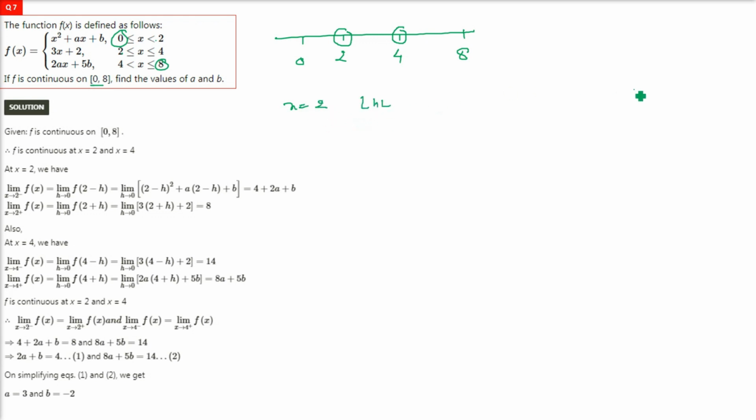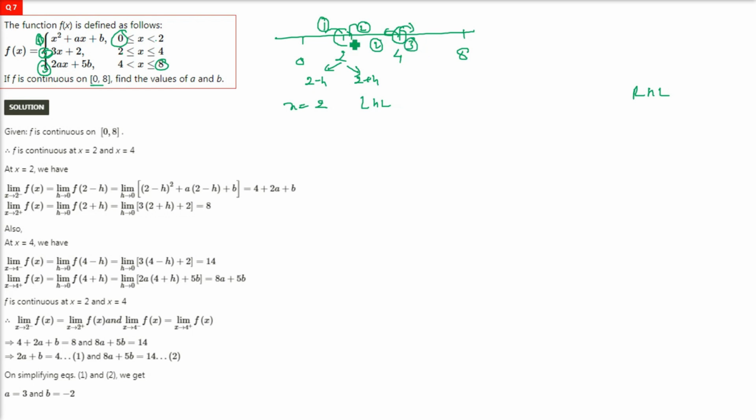So at x equals 2, we will find out the left hand limit and right hand limit. On the left hand side, we will put 2 minus h. On the right hand side, we will put 2 plus h. So for 2 minus h, we will use function number 1, which is x square plus ax plus b. We will replace x with 2 minus h in x square plus ax plus b. And we will replace x with 2 plus h in 3x plus 2.